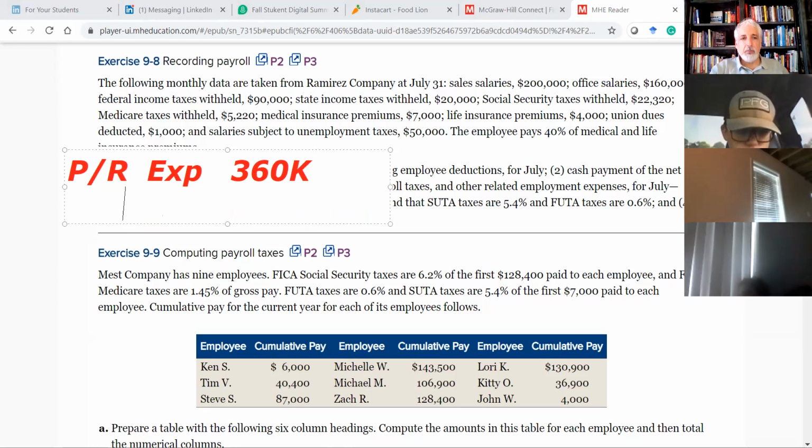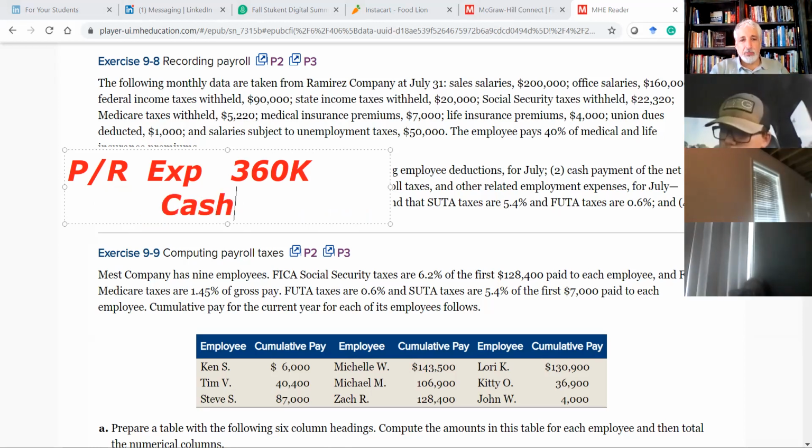And then we have a bunch of payables. We have liabilities that are going on the books. If there were no liabilities, we'd say, oh, thank you very much, employees. Here's your $360,000. Have a good day. But we can't do that.